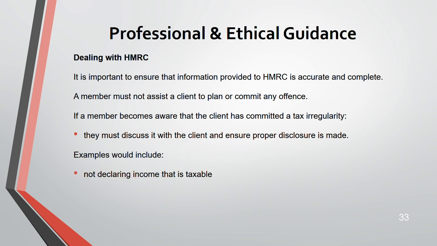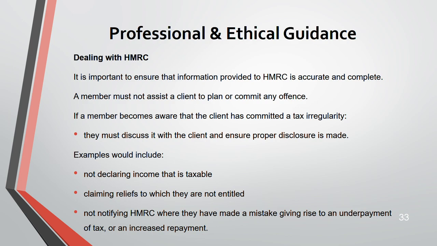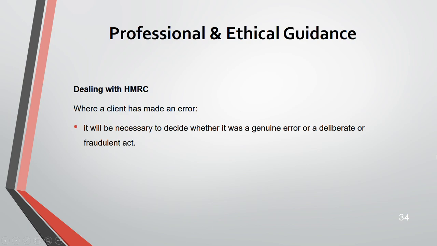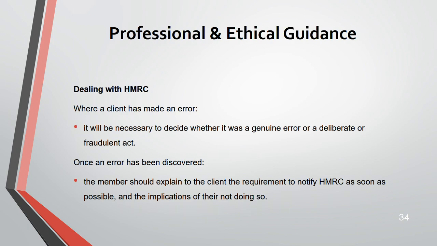These are examples where your client might commit a tax irregularity. For example, they're not declaring income that is taxable. They are claiming relief to which they are not entitled. Or they are not notifying HMRC when they clearly know that they have made a mistake, and they know that they have paid less tax or got more in repayment. Where a client has made an error, you first have to see whether it is an error or a fraud. If it's an error and it has been discovered, you should explain to your client that they have to notify HMRC.